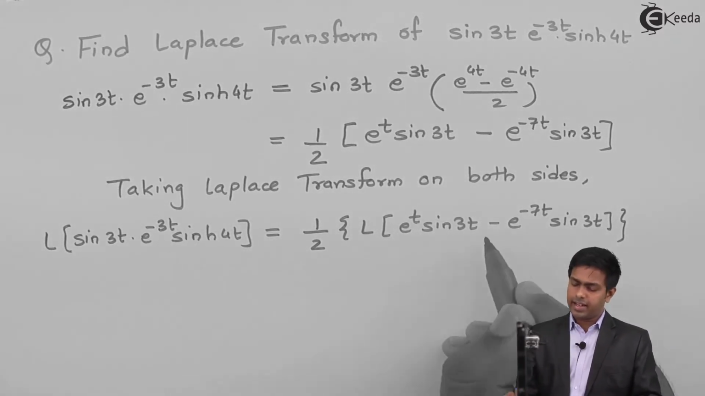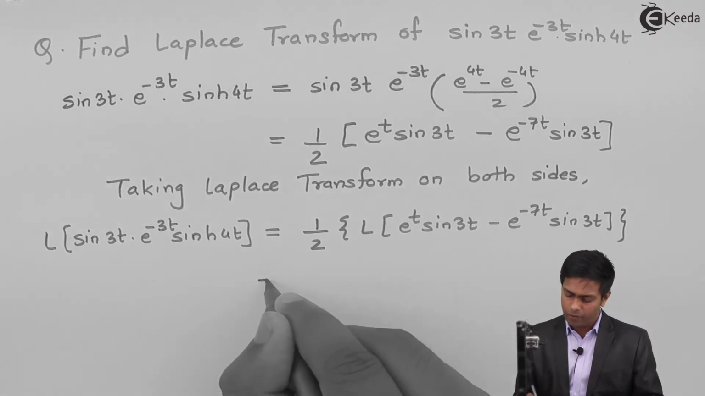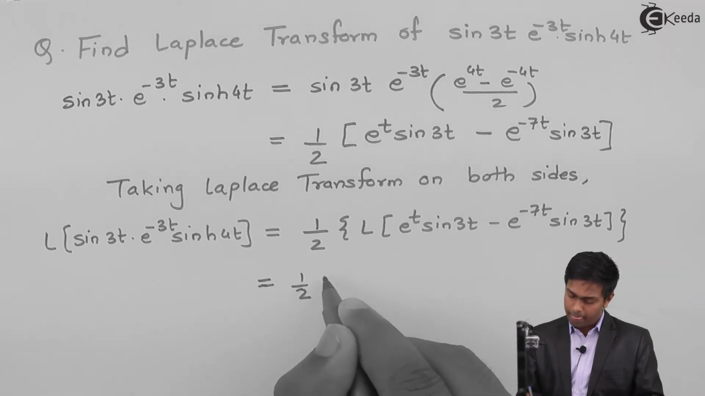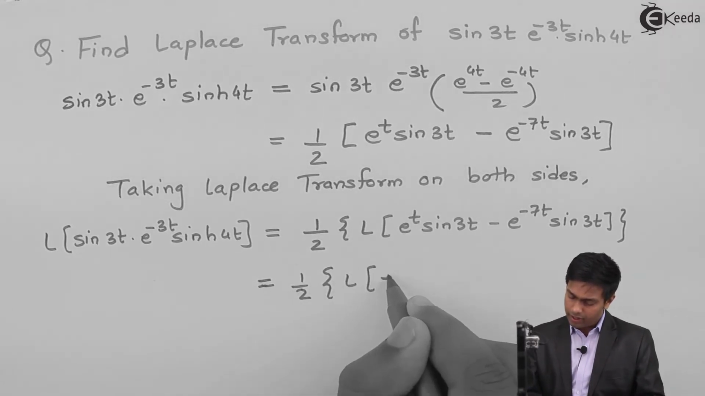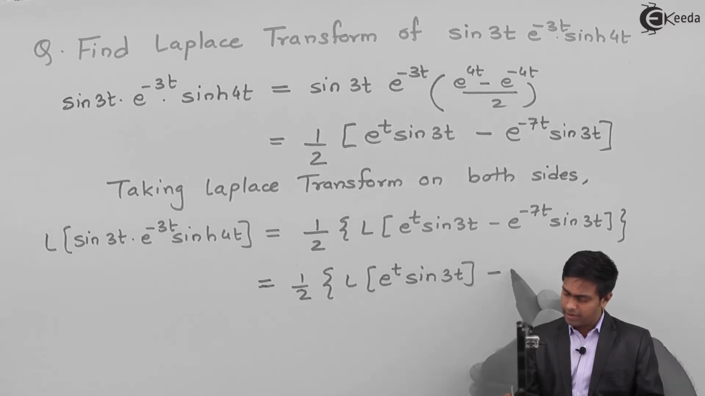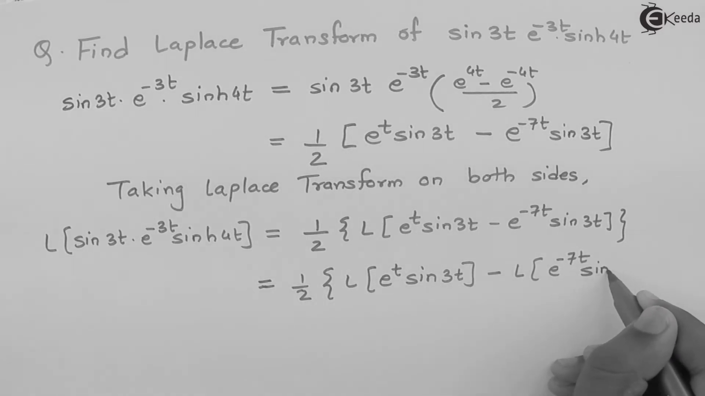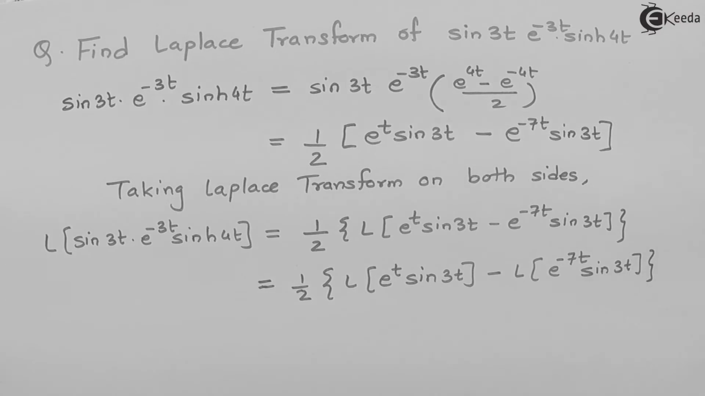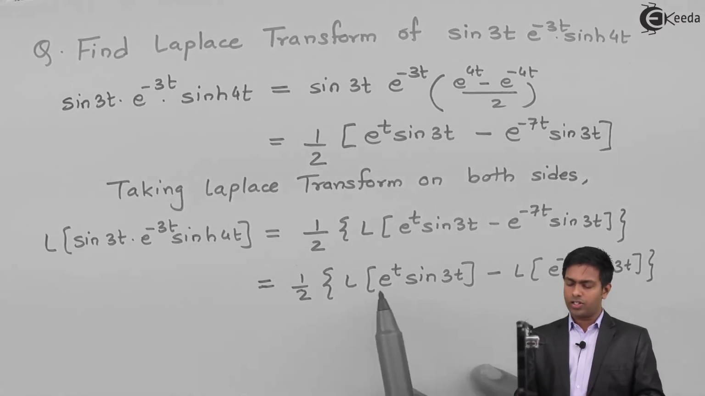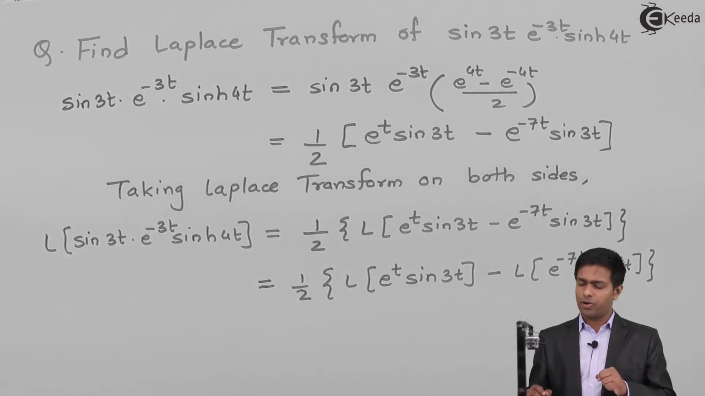Now, since there is a negative sign between the two functions, we can apply the Laplace transform separately. So you will get 1 by 2 in bracket Laplace of e raised to t sine 3t minus Laplace of e raised to minus 7t sine 3t. Now to get the value, we have to solve these two functions and get the Laplace transform of these two functions. Now let's start with the first function.